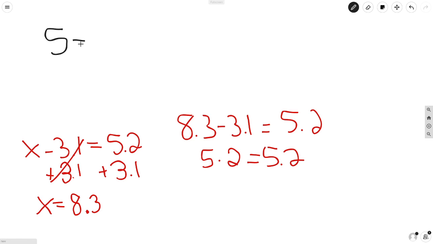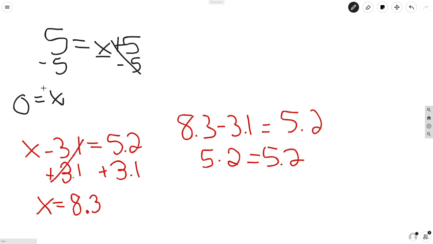If I have 5 equals x plus 5, remember I need to get the variable by itself, so I need to get rid of this plus 5. In order to get rid of it, I need to perform the opposite operation. So that cancels out. What I do to one side of the equation, I have to do to the other side to keep it balanced. 5 minus 5 is 0. x equals 0. And 0 plus 5 is 5. So we know we did that correct.